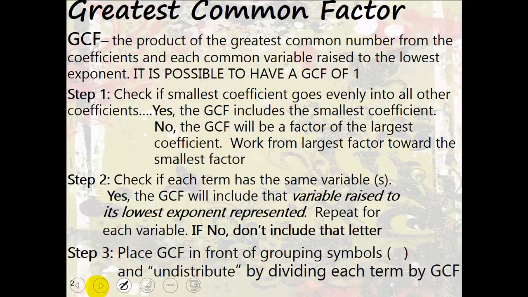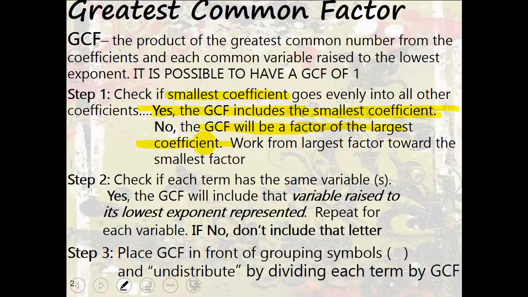I always take my smallest coefficient, and I check to see if it goes evenly into all the other coefficients. If it does, then the GCF has to include that smallest coefficient. If it is no, then the GCF has to be a factor of the largest coefficient or the largest number. So work from the largest factor towards the smallest factor. That will be the most expedient way of finding it.